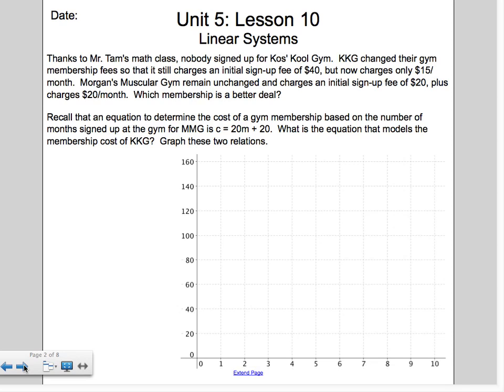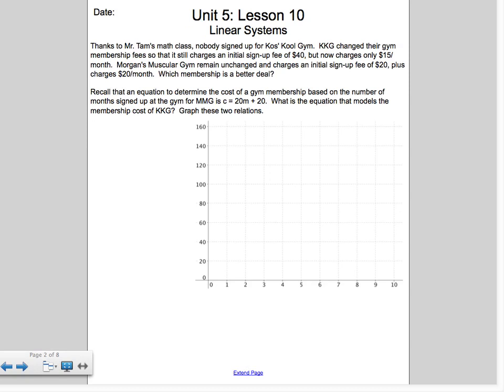So what I want to do is come up with an equation that models Cause's Cool Gym. In the past, Cause's Cool Gym used to be that one. So what is an equation that models his new plan? What's the equation we come up with now to map the membership costs, or the gym costs, of going to Cause's Cool Gym? What would that equation look like now?